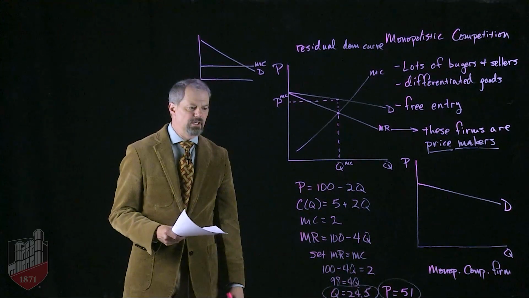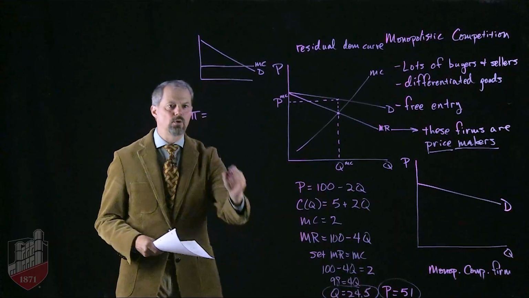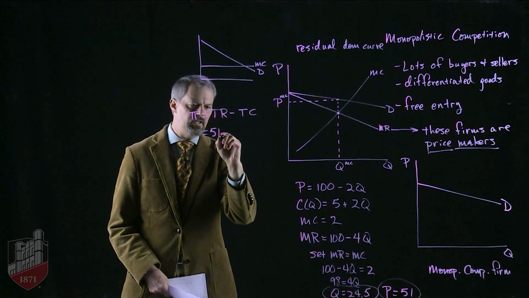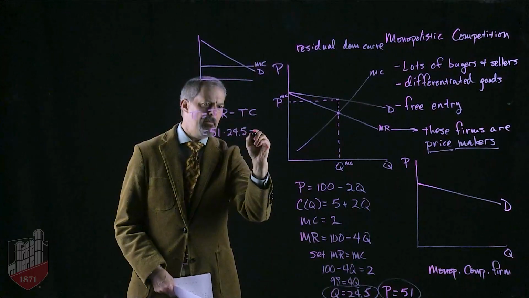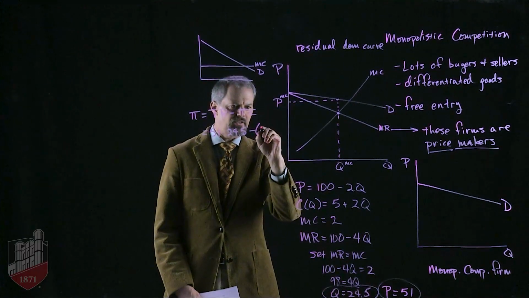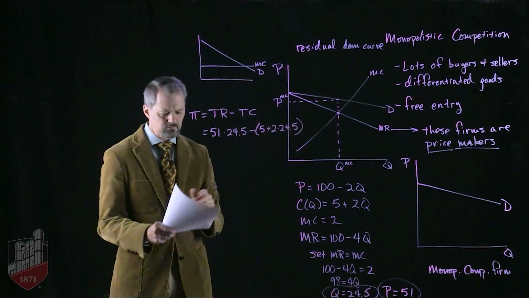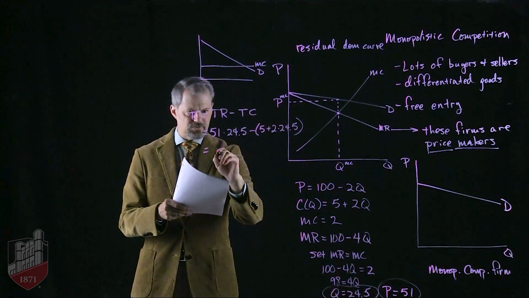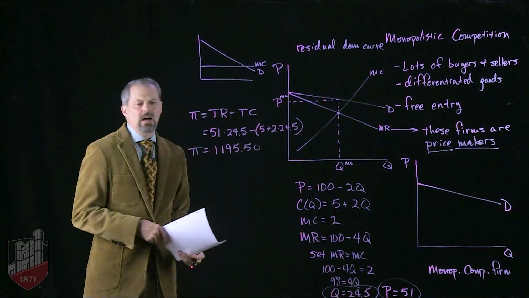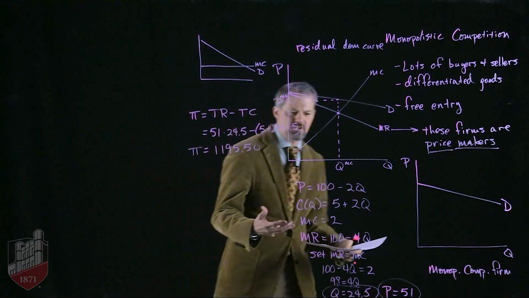Let's calculate profit real quick. So profit, let's calculate it by taking total revenue minus total cost. Our total revenue would be price times quantity, so it's going to be 51 times 24.5 minus our total cost. So we need to plug our quantity of 24.5 into our cost curve. So it's going to be minus 5 plus 2 times 24.5. Work that out, it should end up being $1,195.50. So the problems are exactly the same here as it would be if this was a monopoly. You don't do the problem any differently. It's just that the interpretation is different.